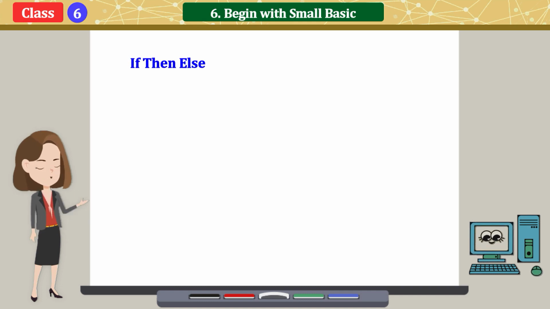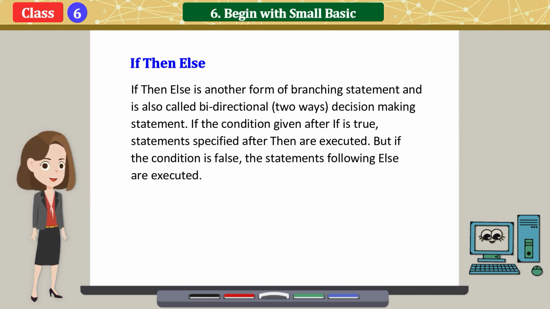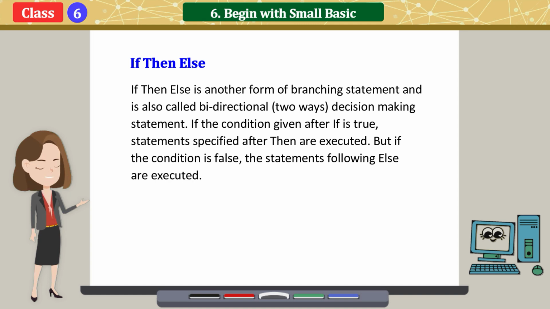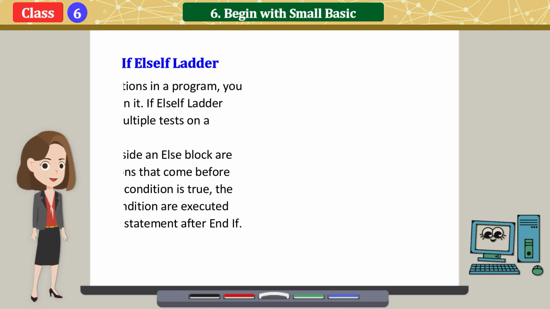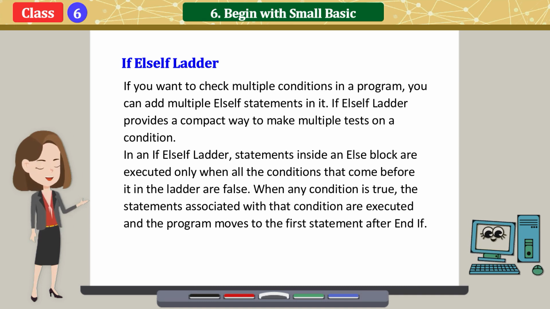If-then-else. If-then-else is another form of branching statement and is also called a bidirectional decision-making statement. If the condition given after if is true, statements specified after then are executed. But if the condition is false, the statements following else are executed. If-else ladder. If you want to check multiple conditions in a program, you can add multiple else statements in it.